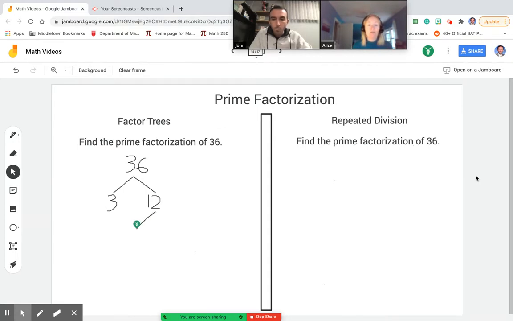12, though, I can multiply by, say, 6 and 2. Again, you have a few options. I could have done 4 times 3 there. 6 times 2 is 12. So now I'm going to focus on 6. Two numbers I can multiply to get 6 are 3 and 2.